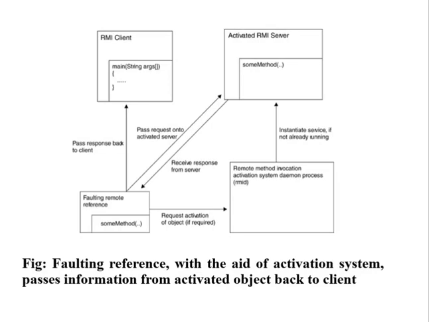The elegance of this method lies in the fact that the client is fully oblivious of the server implementation at all times. Although there may be a minor delay when generating the remote object at first, future calls are faster and the client has no way of knowing whether the server has always been active or was activated lately. This eliminates the need to compile additional code and eliminates additional work for client developers. This figure represents the faulting reference, with the aid of the activation system, passing information from the activated object back to the client.